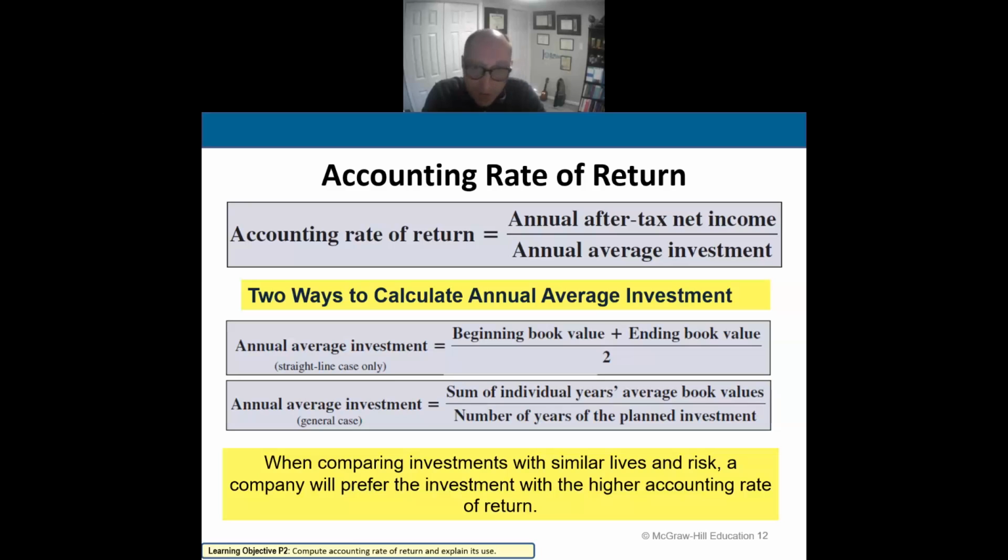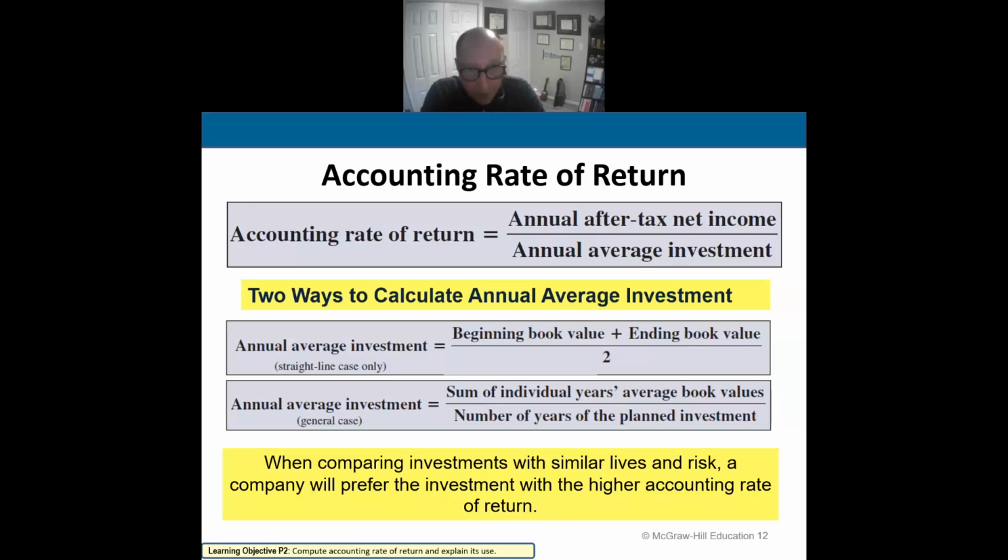How do you find average annual investment? Well, there's two ways to find average annual investment. The first and the simplest is by taking the beginning book value plus the ending book value divided by 2. Remember, book value is the value of the investment, the value of the assets that you have. Those are found on the balance sheet.